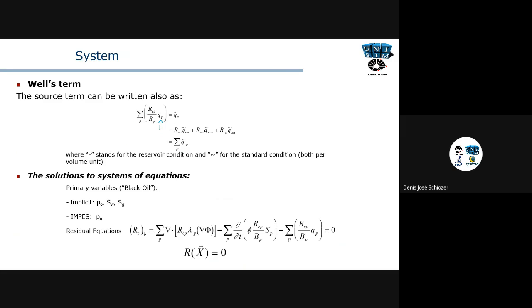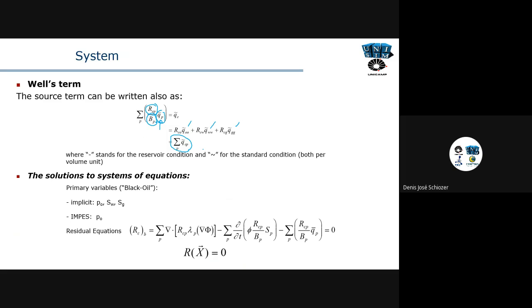At the end, we have to have the amount of the components that's being produced. And this amount of components being produced is a summation of the components that are inside each of the phases being produced. And the phases being produced are given by these terms here, which is the amount of the phase multiplied by the amount of the component that's inside the phase, and then we divide by the formation volume factor of the phase, okay?